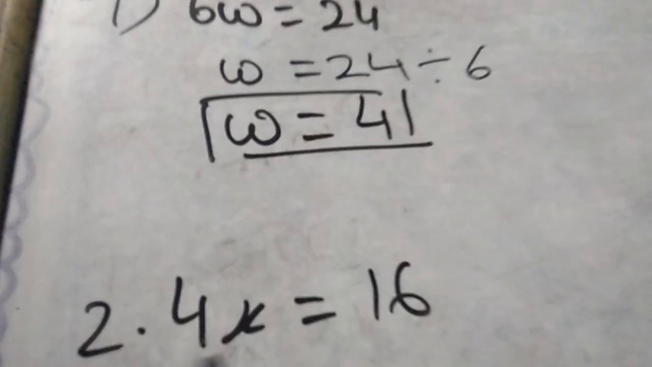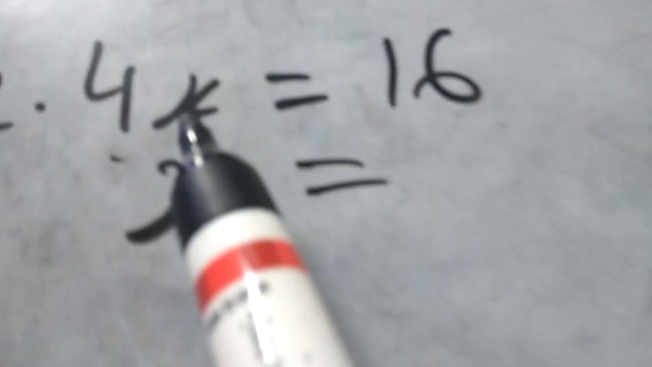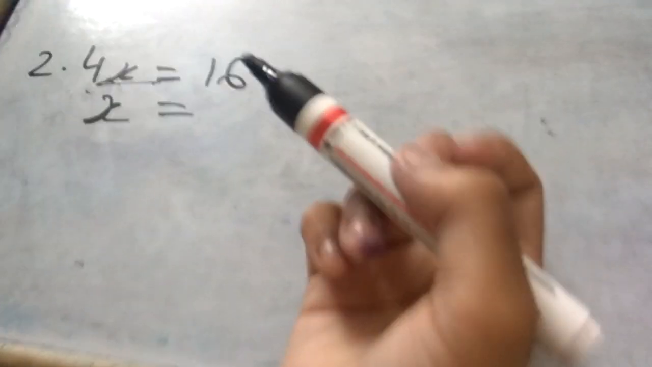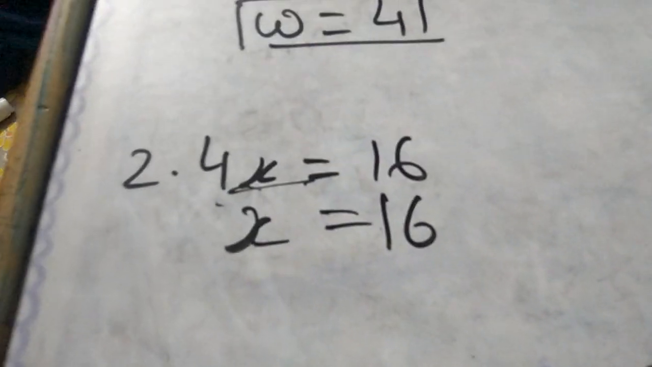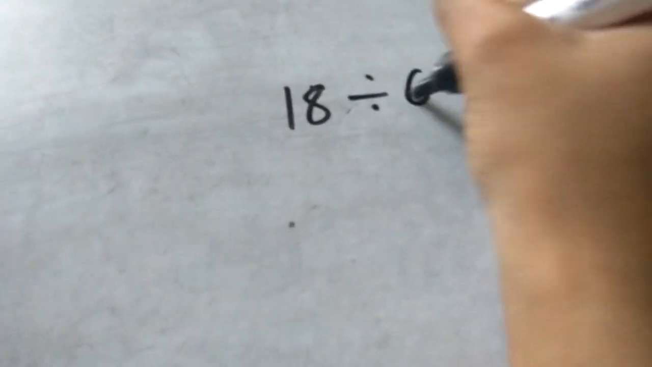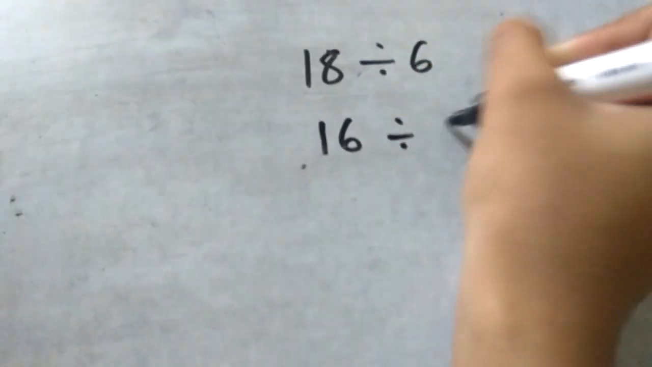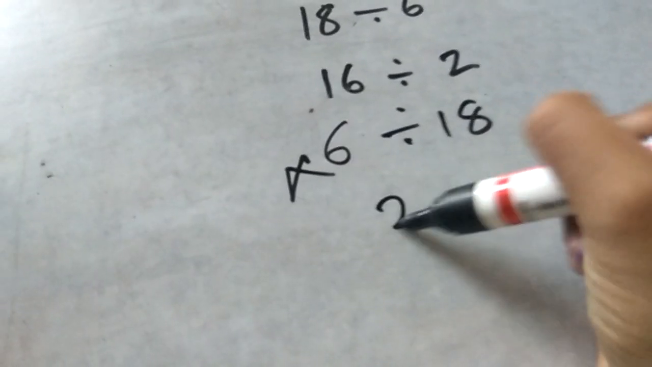Next sum. 4x is equal to 16. What happens is this x comes down is equal to, basically we are finding the value of the variable. So in this case we have to find the value of x. Now here 16, let 16 remain where it is, because while dividing we divide the bigger number by the smaller number. So even while writing your basic sums, we usually write 18 divided by 6 or 16 divided by 2. We can never write 6 divided by 18 or 2 divided by 16.